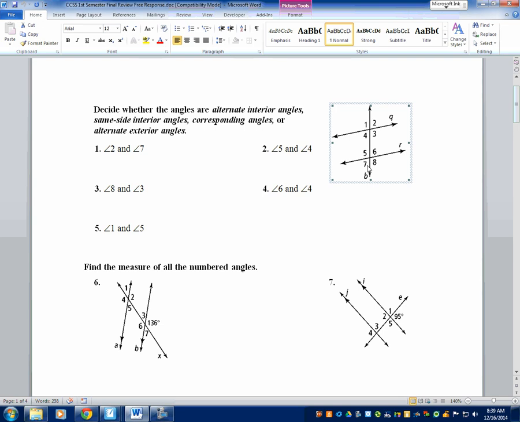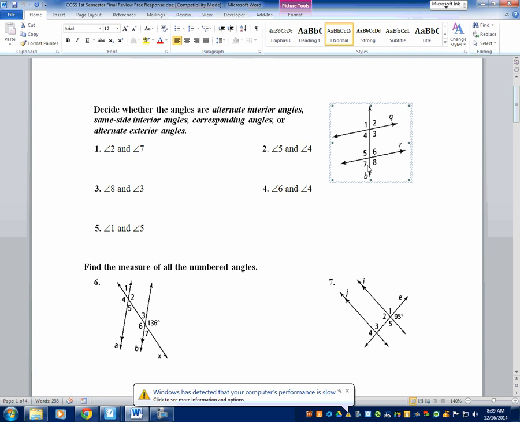Yeah, we call them the haters. They're as far away as you can get here. They're on opposite sides. They're on opposite or alternate sides of this transversal. That's how they get the name alternate in there. And exterior means they are outside of the parallel lines.